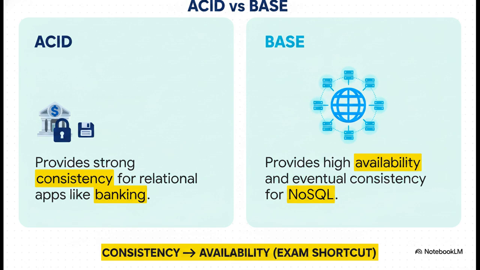You'll see this used in NoSQL databases like DynamoDB or Cassandra. The BASE model willingly sacrifices immediate consistency so that things like global social media feeds or massive e-commerce sites just never go offline, even under truly massive load.